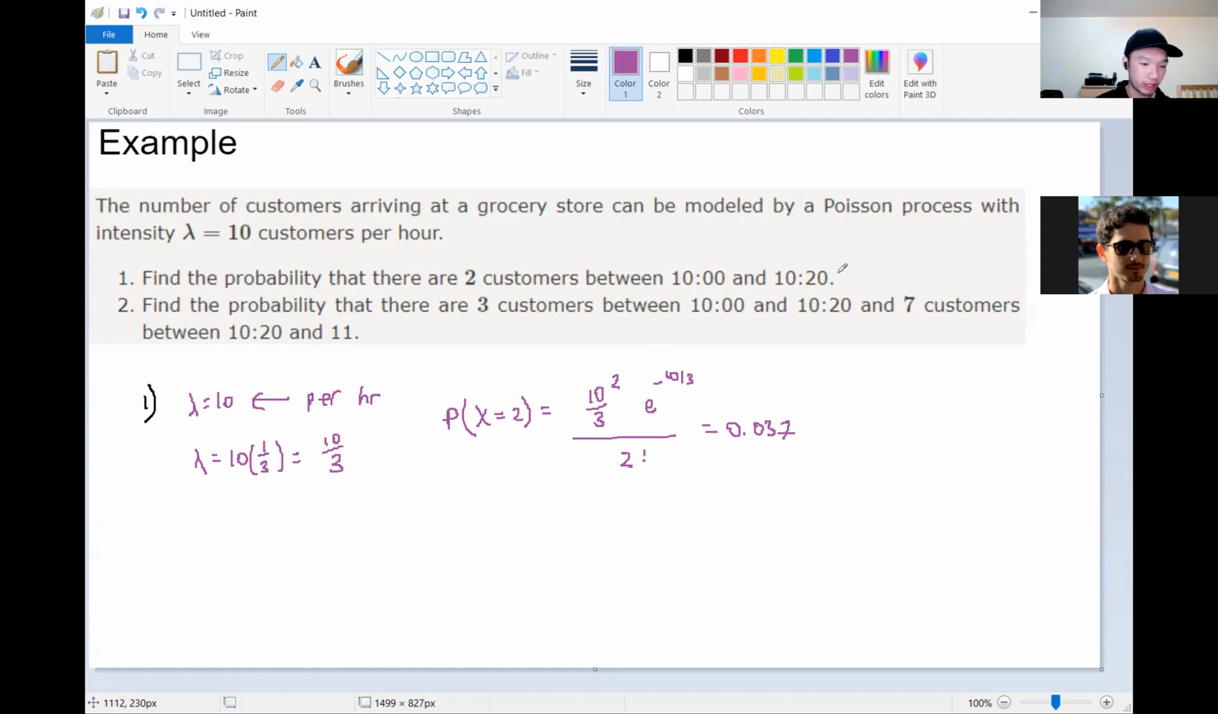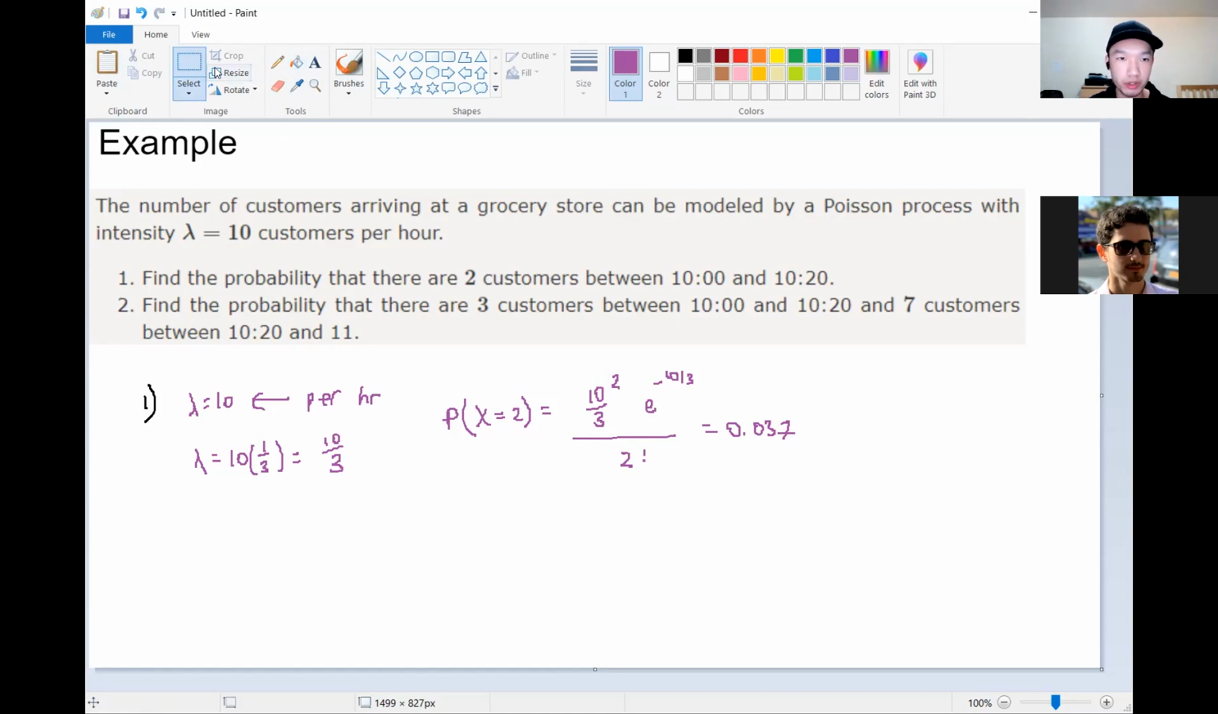Let me double check that. That seems a little bit low, but let's see. 10 divided by 3 squared, times e to the negative 10 divided by 3, divided by 2. Oh, okay, I got something different this time. So what did I do the first time? I got 0.198 this time.